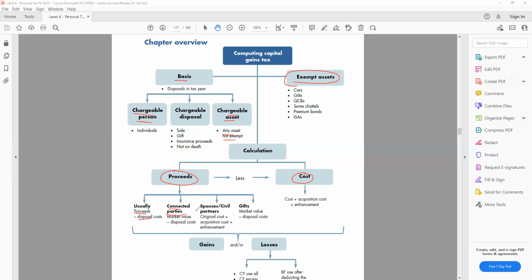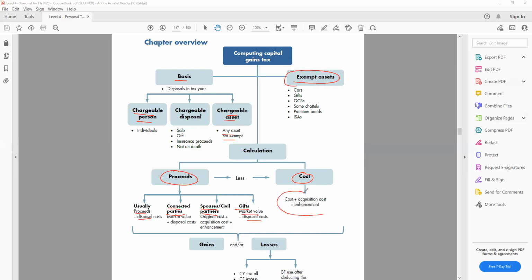Then you have to see the spouse and civil partner. Normally, a transfer between spouses, husband to wife or wife to husband, is exempted. Then you have a gift. So a gift will always be considered as market value less the disposal cost.